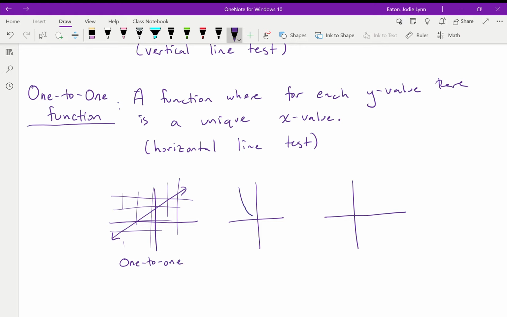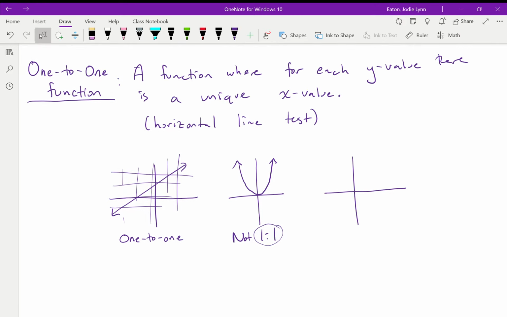A parabola, on the other hand, is not one-to-one, and we can abbreviate one-to-one by writing it just like that. So a parabola is not one-to-one because, for example, if this is y equals x squared, when x equals 4, y equals 16, and when x equals minus 4, y also equals 16. For a one-to-one function, if we had the y value of 16, we would want only one x value that gives us that y value.